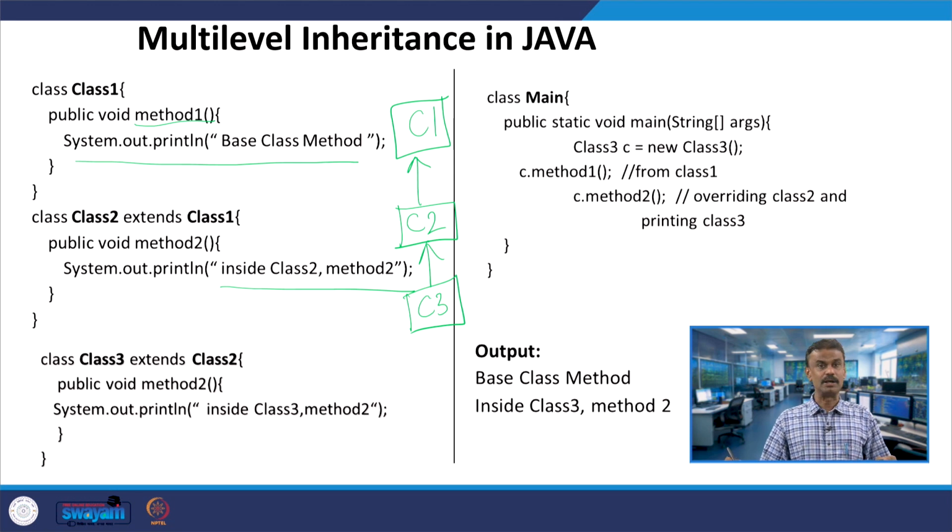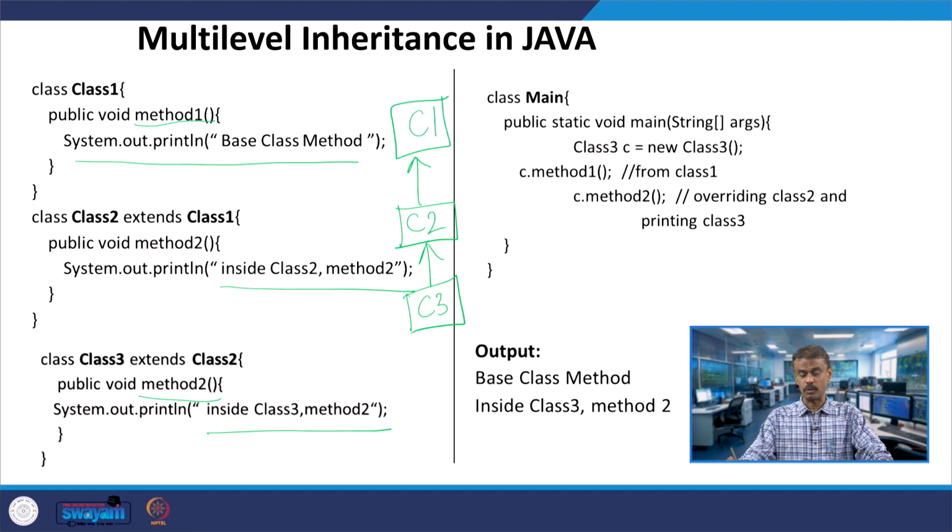Here you have method 2. Slowly we are going to talk about overriding, that means polymorphism, next. Anyway, that is not a problem. In class 3 you have the same method name. In fact, we can use the keyword super, so you will not have any problem. Let us see which one will be called and how it is tackled. In class 3 you have the same method 2, with system.out.println inside class 3 method 2.